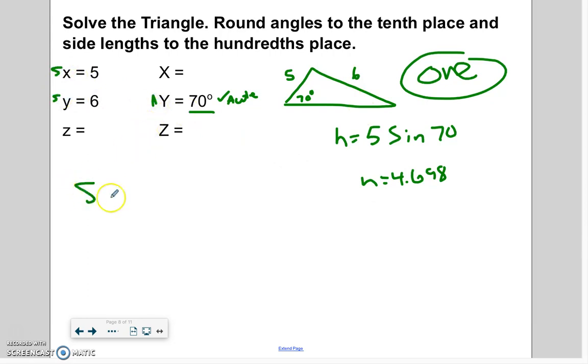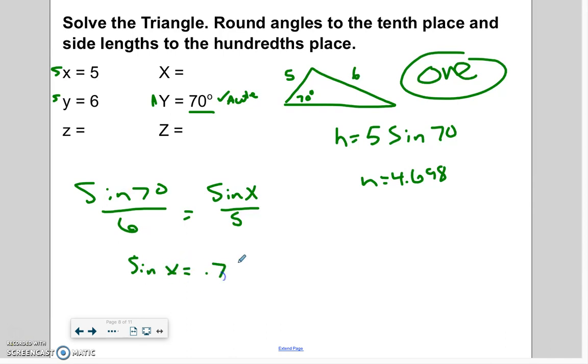So now we just solve like we normally would. Sine of 70 over 6 equals sine of x over 5. And then we cross multiply. So when you cross multiply, we get sine of x is equal to 0.7831. So therefore the measure of angle x, when you take the sine inverse, we're going to get 51.5 degrees. So that's going to be here. And then you subtract that from 180 to find the measure of angle z.